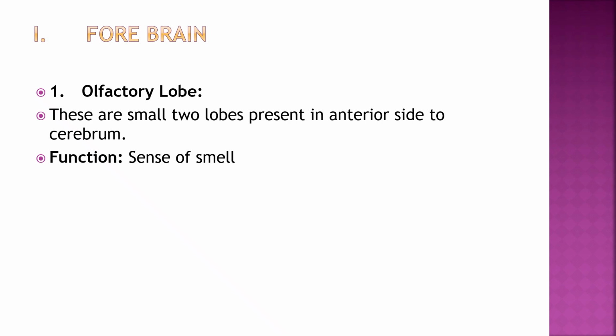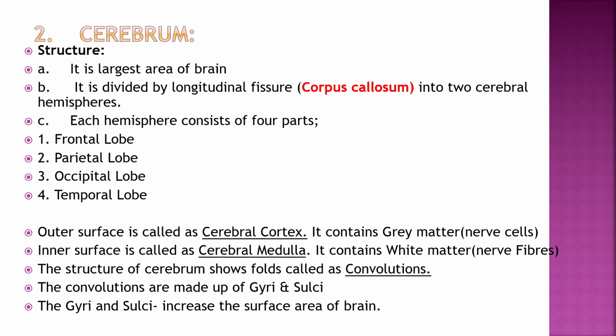So the first part is the forebrain. In that, the first part is the olfactory lobe. These are two lobes present on the anterior side of the cerebrum, and the function of the olfactory lobe is the sensation of smell. The second part of the brain is the cerebrum. It is the largest area of the brain, and it is divided by the longitudinal fissure, that is the corpus callosum, into two cerebral hemispheres. Hemi means half, so right and left hemispheres.